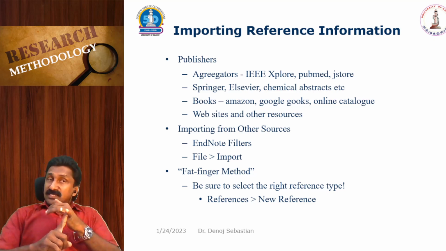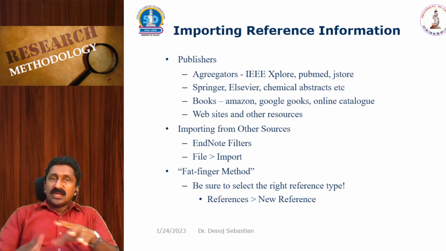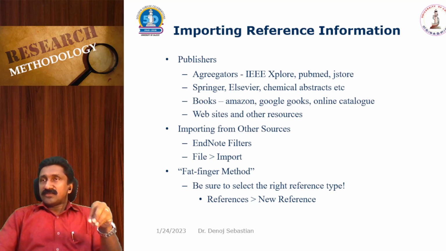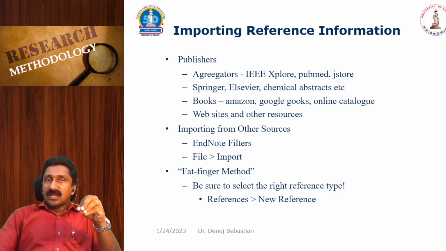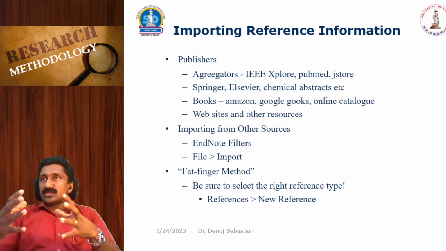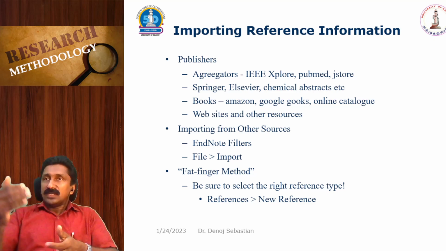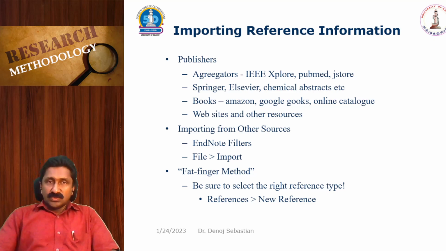Then there are specific sites of Springer, Elsevier, and Chemical Abstracts which provide their own publications. And there are books, where the data may be available from Amazon or Google Books or the Library of Congress catalog of the US. In such online catalogs, if you provide, say, the ISBN number of the book, the corresponding data can be easily downloaded. Then other websites and other resources.